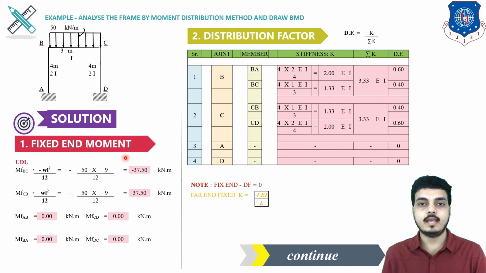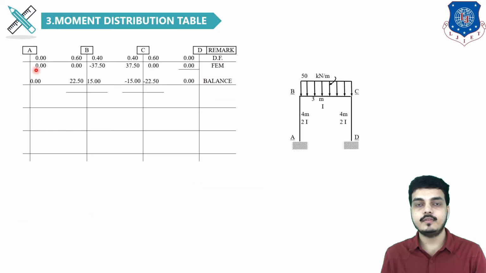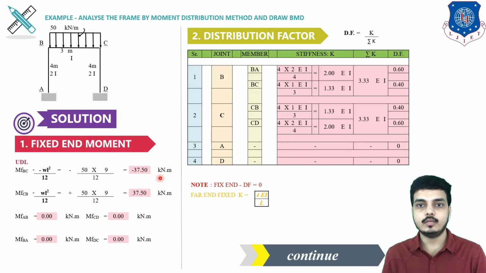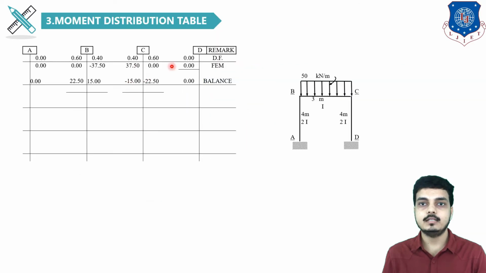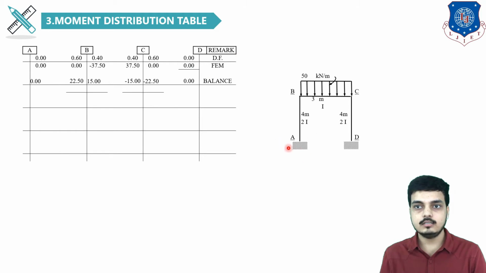Respectively, we have to put this FEM. The first FEM will be MFAB is 0, MFBA is also 0 because there is no loading given. Then MFBC and MFCB values which I have calculated over here, and then 0, 0. This is my FEM.